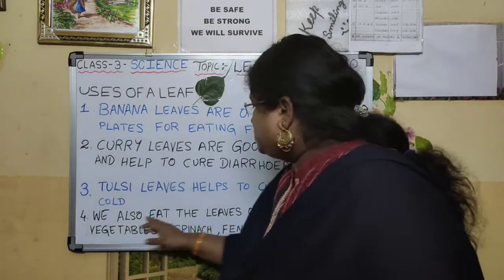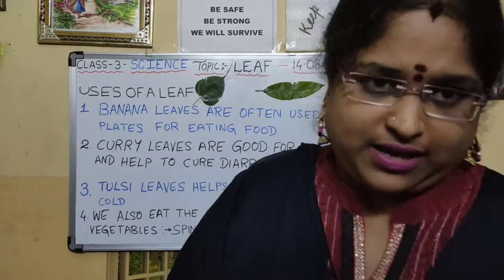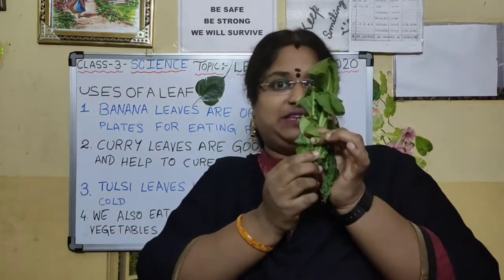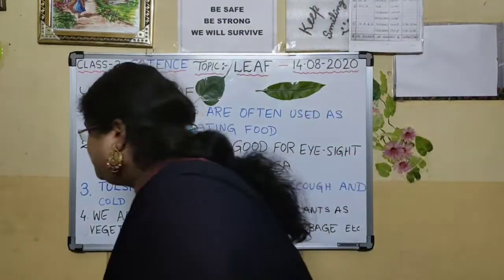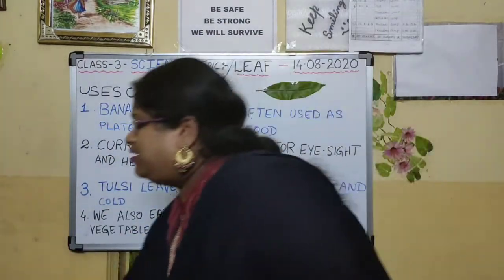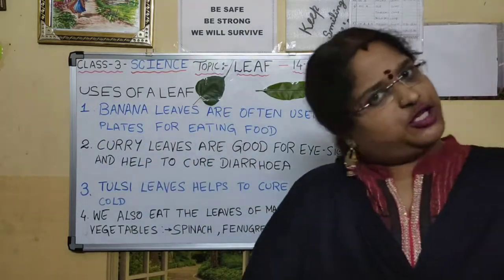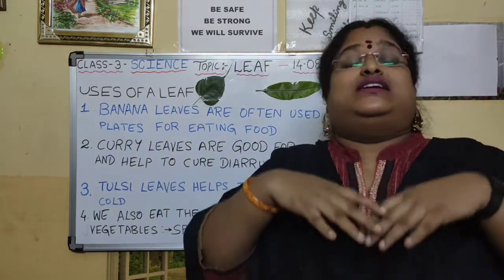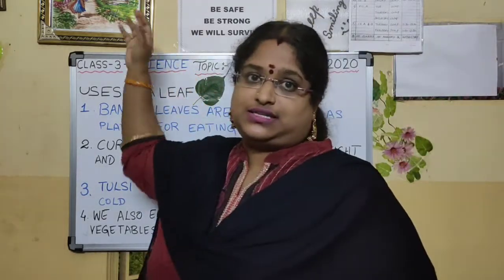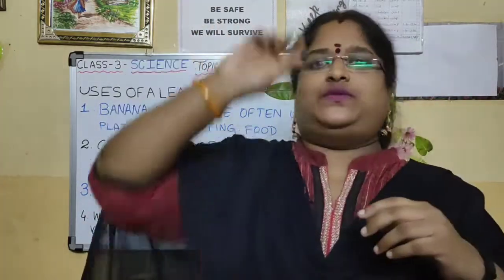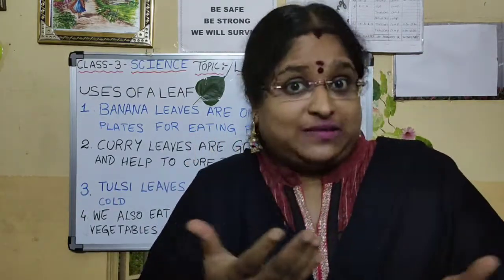Okay. And we also eat the leaves of many plants as vegetables, such as, what is this? Spinach, fenugreek, methi, cabbage and mustard. Isn't it, children? And apart from this, artificially also we can see the leaf designs in wallpapers, wall hangers, sari borders, temple carvings, paintings, isn't it, children? It gives a good and attractive look.